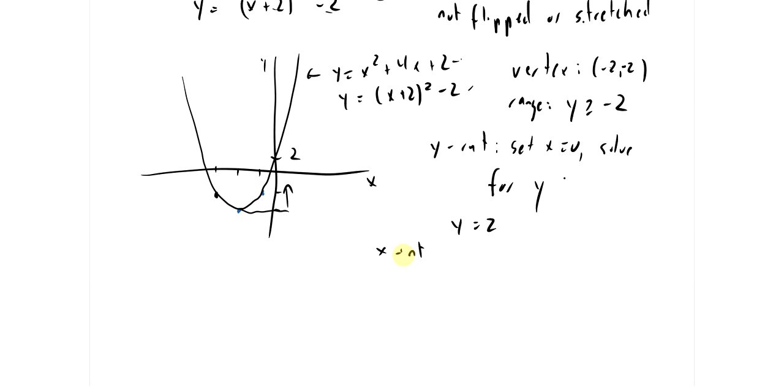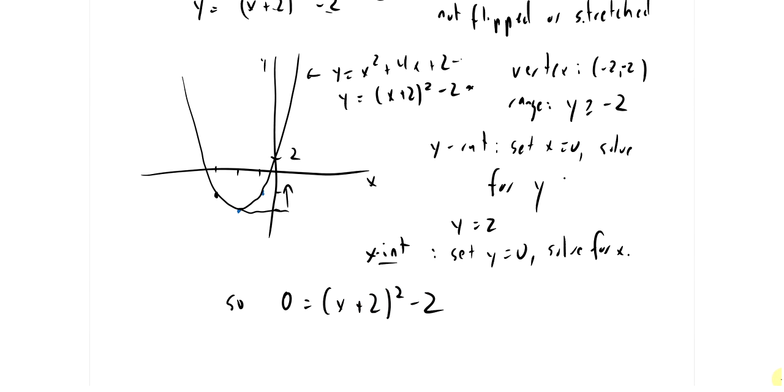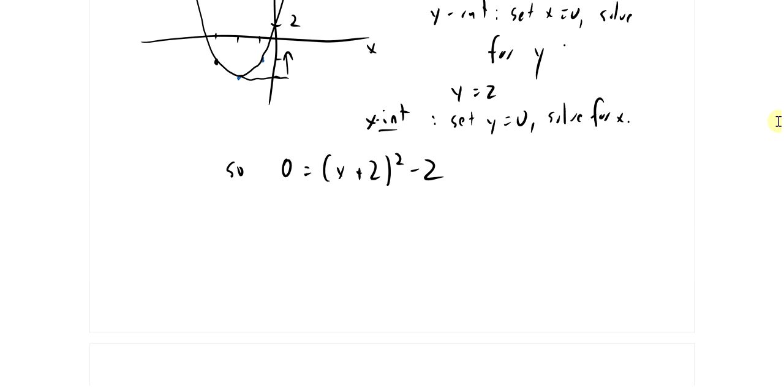X-intercept: set y equal to 0, solve for x. And this is a better formula to solve for the x-intercepts because we can just use the square root method. So to find the x-intercepts, set y equal to 0. 0 equals x plus 2 squared minus 2. And that's pretty easy to solve. 2 equals x plus 2 squared, plus or minus square root of 2 equals x plus 2. And so finally x equals minus 2 plus or minus square root of 2.